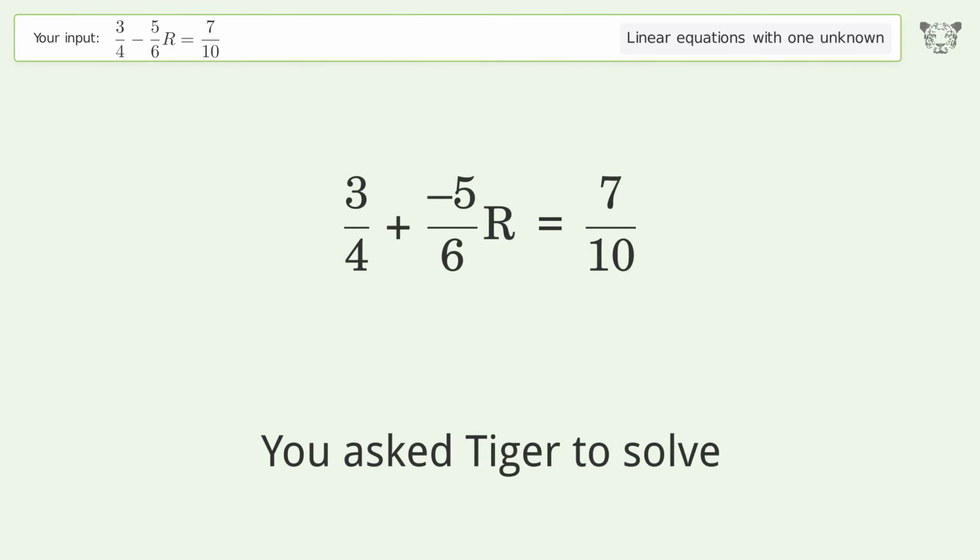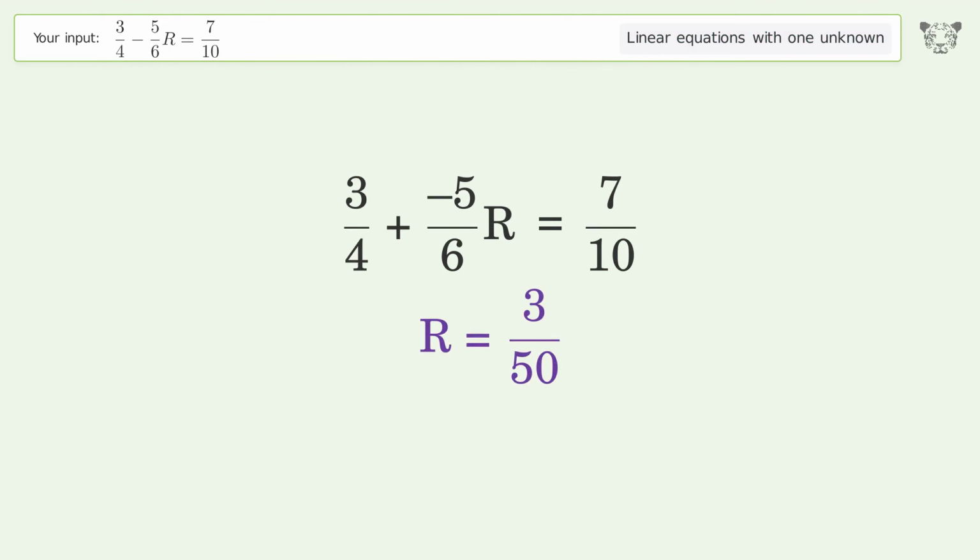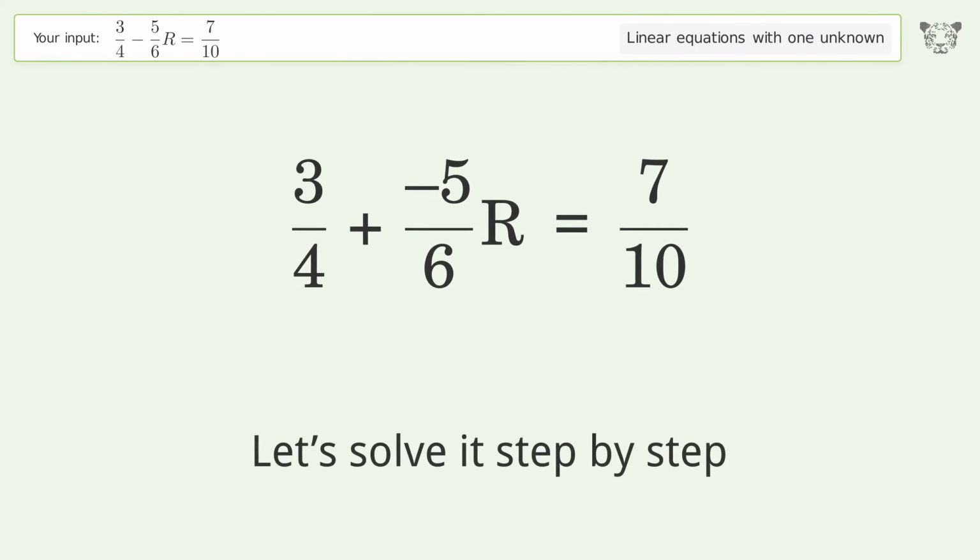You ask Tiger to solve. This deals with linear equations with one unknown. The final result is r equals 3/50. Let's solve it step by step.